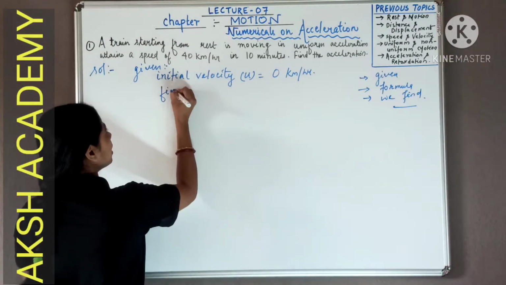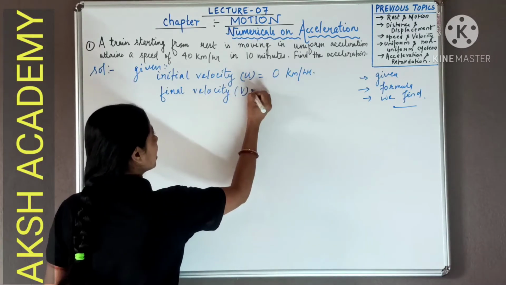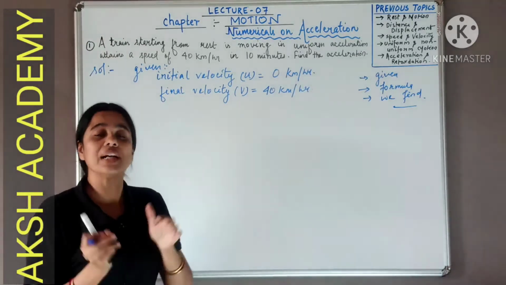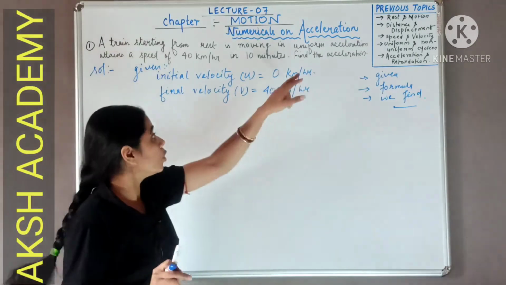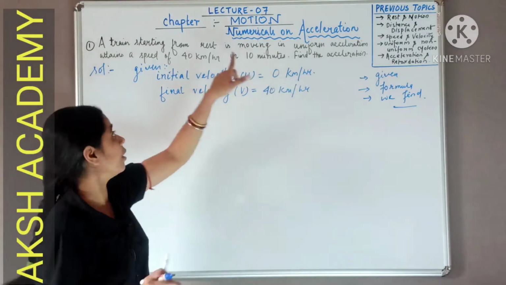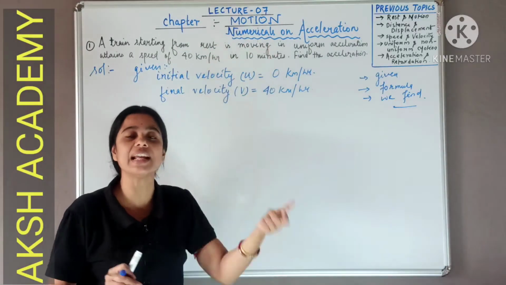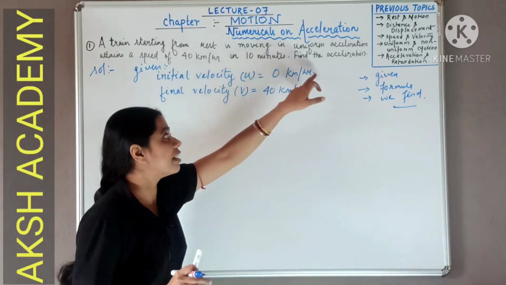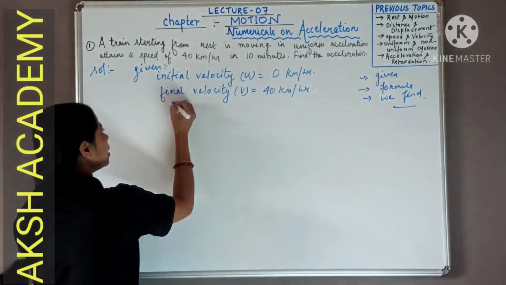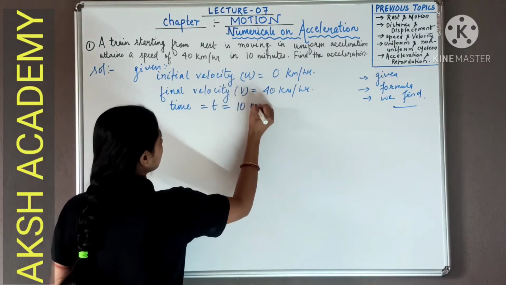Coming to the final velocity. Final velocity means v, and that is 40 kilometer per hour. Now, what is the time taken by the train to increase its speed from rest to 40 kilometer per hour? Here it is given 10 minutes, which means the train has taken 10 minutes to increase its speed from 0 kilometer per hour to 40 kilometer per hour. So the time is equal to 10 minutes.